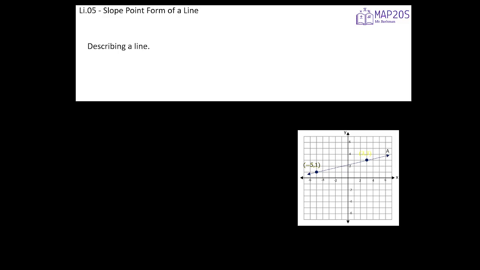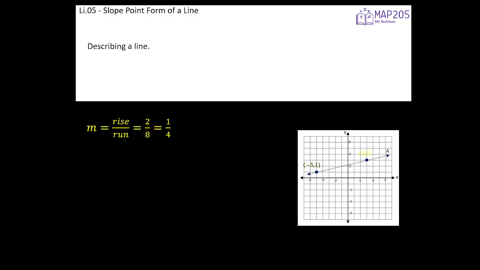Okay, so we have this line right here. We have 2 points: -5, 1, and the point 3, 3. The slope between those 2 points is 1/4. Okay, rise of 2, run of 8.